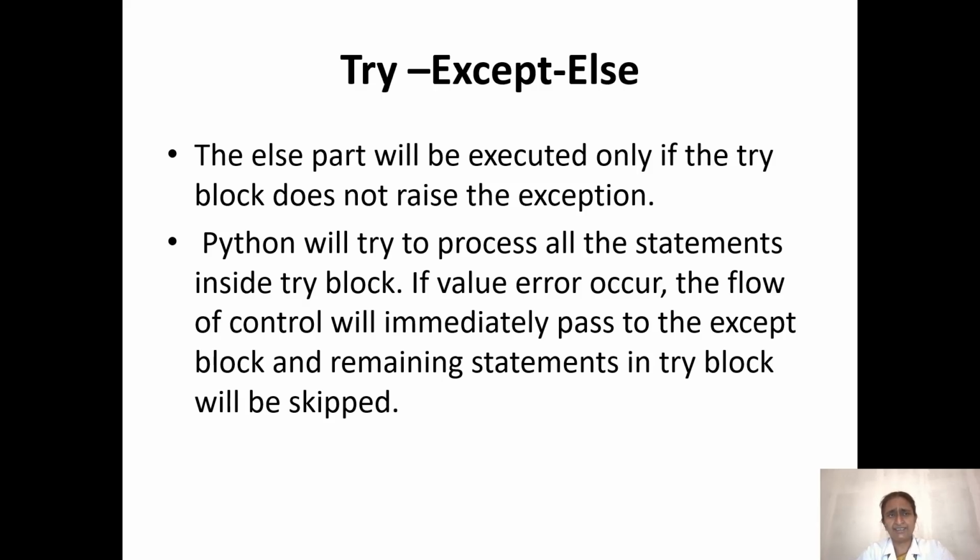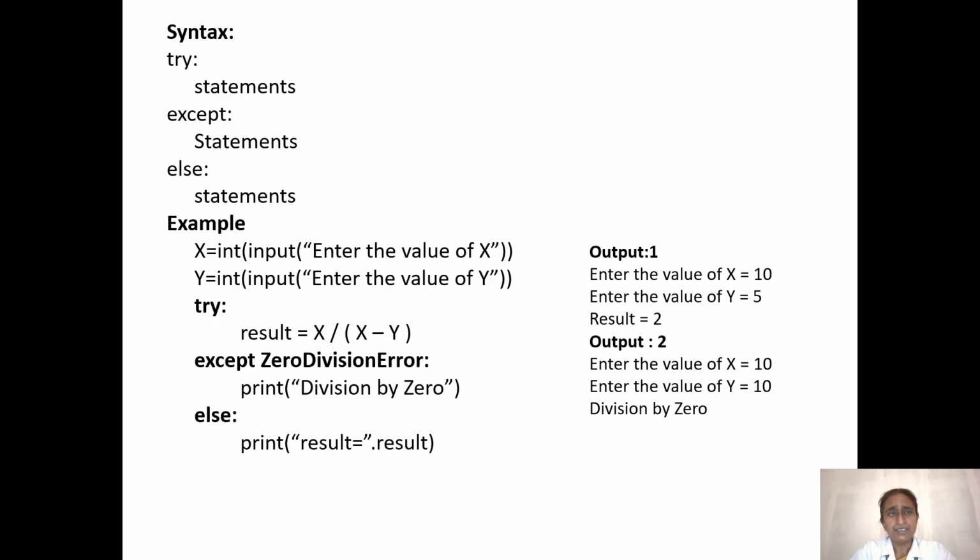Try except and else. The else part will be executed only if the try block does not raise the exception. Python will try to process all the statements inside a try block. If a value error occurs, the flow of control immediately passes to the except block, and the remaining statements in the try block will be skipped. Next is the syntax. Syntax is try statement, except statement, else statement.